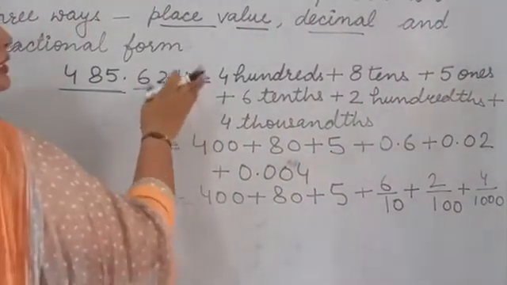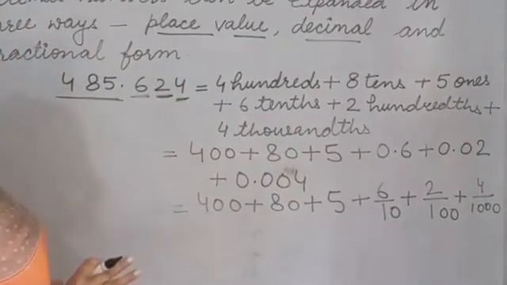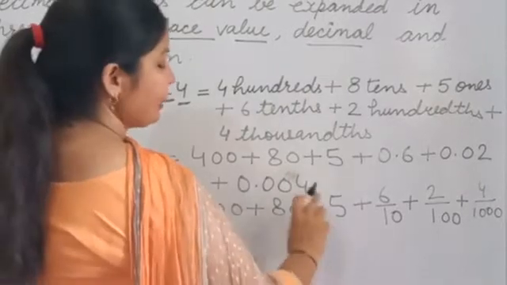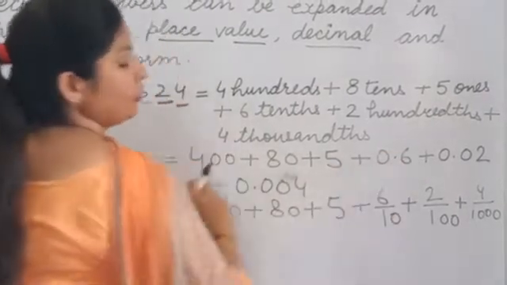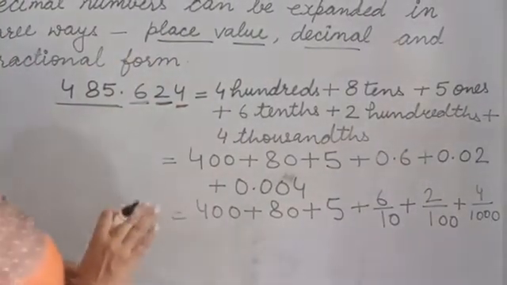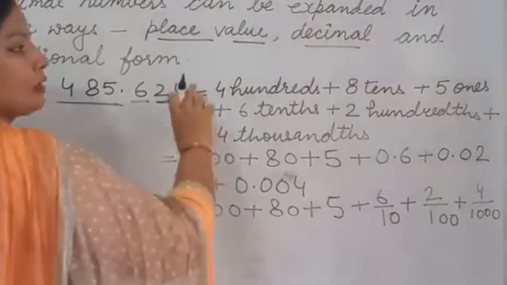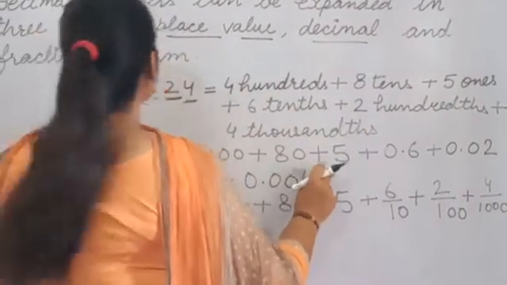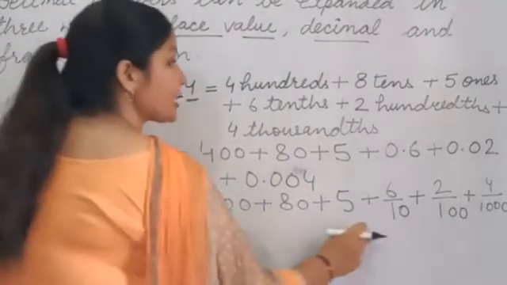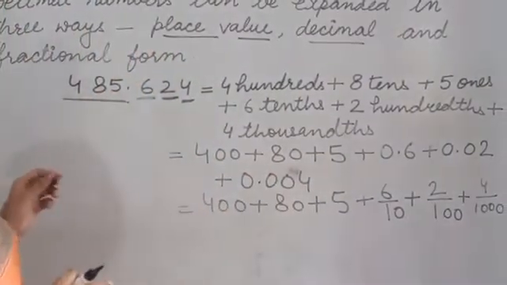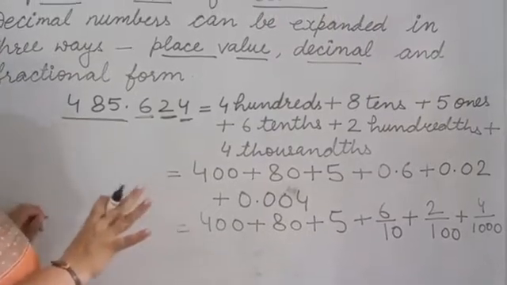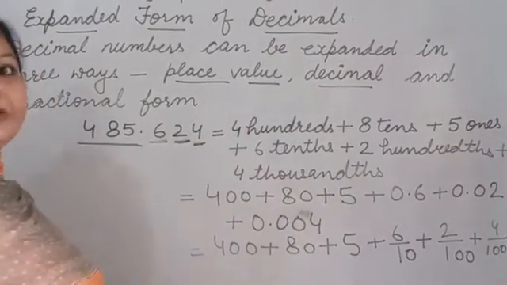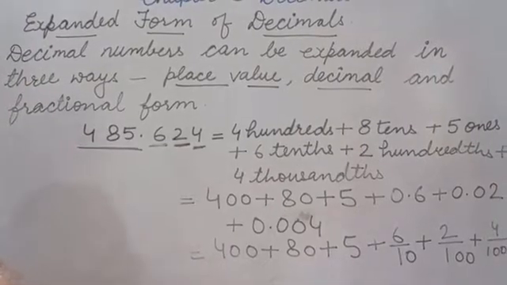They come from place values. This is also place value form, and this is also place value form, but we write place values differently. This is place value in words, this is in decimal form, and this is in fractional form. So by any method you can use for expanded form. All three are correct. By any one you can write in expanded form.